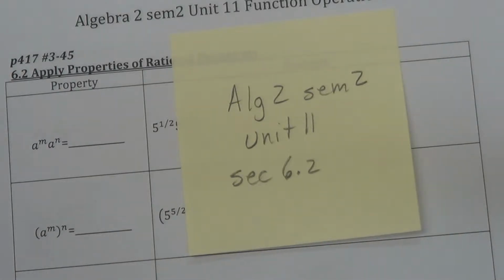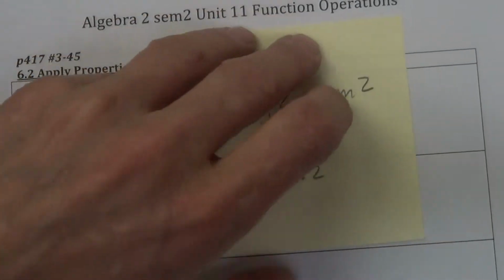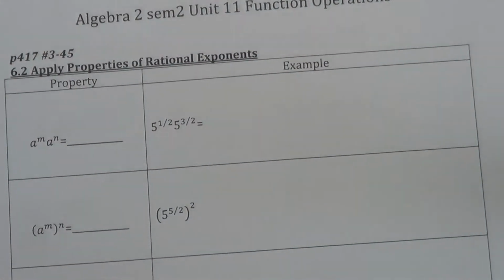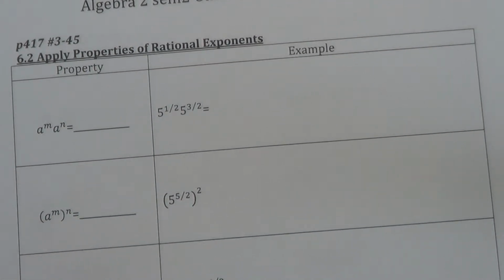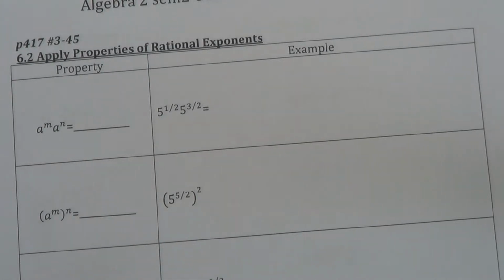Okay, welcome to Algebra 2, Semester 2, Unit 11, Section 6.2. What we're going to do today is apply the properties of rational exponents. You're going to recognize it from the properties of exponents from Algebra 1. We're just using it with rational exponents now.